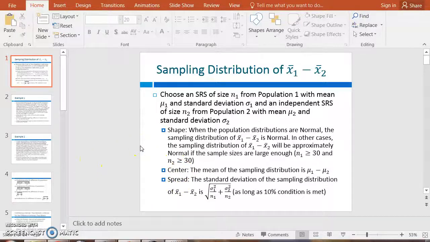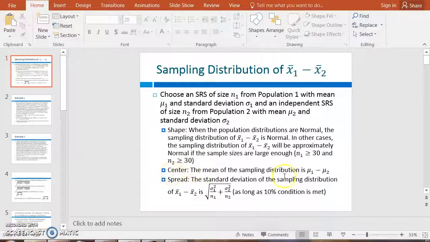Our shape will be approximately normal in one of two cases. When the population distributions, both of them, are normal, then the sampling distribution will be normal. Otherwise, if the populations are not normal, we need to look at the sample sizes. Each sample size needs to be at least 30, right? That's our central limit theorem kicking in there.